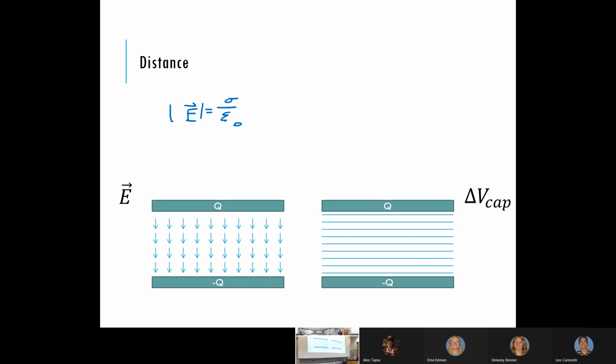And the surface charge density depends on the charge and the area. Have I changed the amount of charge on the plates? No. Have I changed the area of the plates? No. So have I changed the charge density? No. Which means, what can you tell me about the magnitude of the electric field? It stays the same. So as I move these plates apart, the electric field between the plates stays the same.